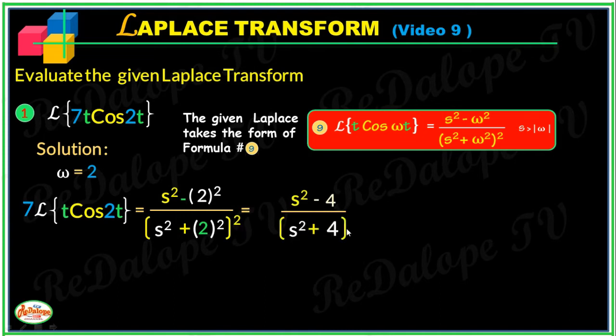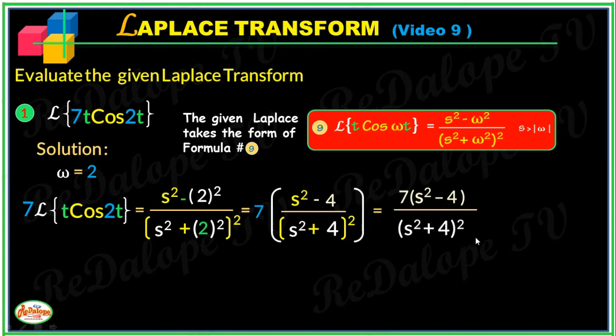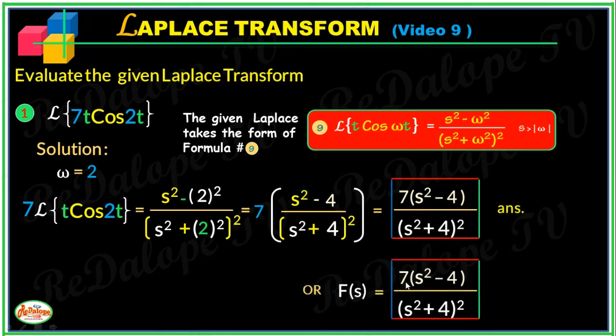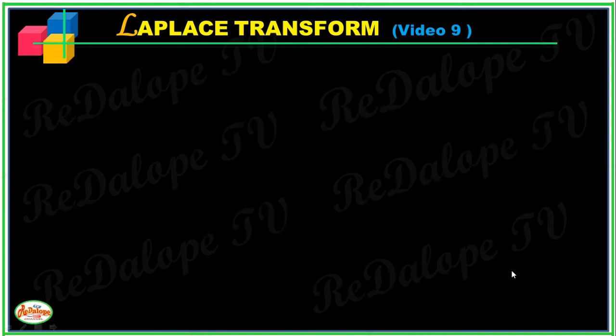This expression can now be multiplied by 7 since this is a multiplier, so we will multiply this by 7. So we have 7 multiplied by s square minus 4 divided by the quantity of s square plus 4 raised to square. And the final answer now can also be written as f of s equal to 7 multiplied by s square minus 4 divided by the quantity of s square plus 4 raised to square.